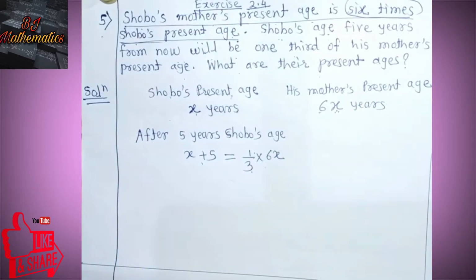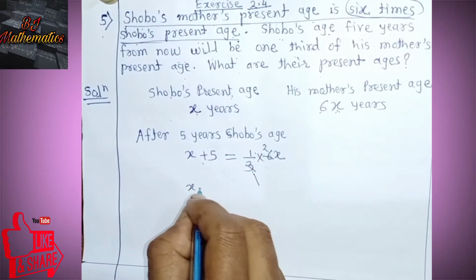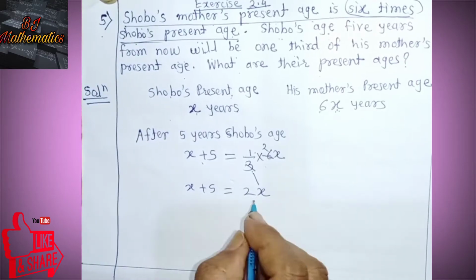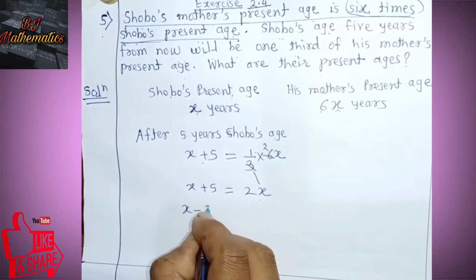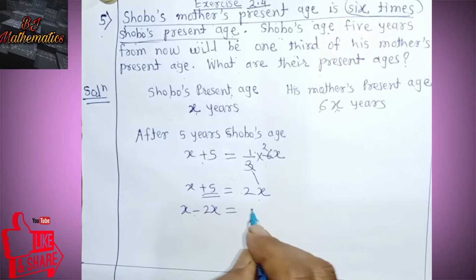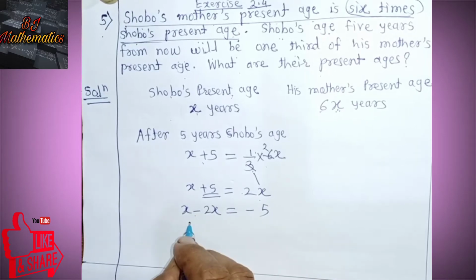It is the second condition. 3 1s are 3, 3 2s are 6. x plus 5 is equal to 2x. Transpose 2x to the left hand side: plus 2x will be minus 2x. Transpose plus 5 to the right hand side: plus 5 will be minus 5.